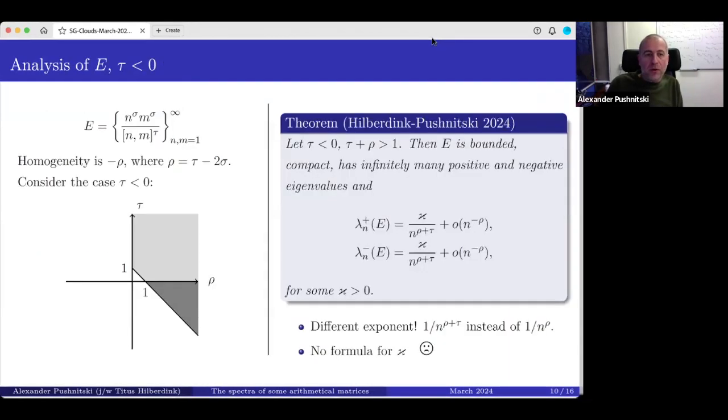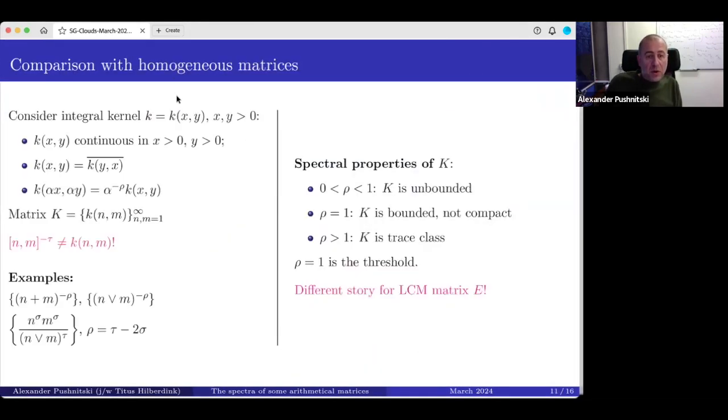As I said, these matrices have a kind of multiplicative flavor because the elements are least common multiples. I want to compare them with their additive cousins. Let's consider the following setup for comparison. Let's consider a continuous integral kernel of two variables, x and y, which is formally self-adjoint, and it's homogeneous of degree minus rho. And now let's restrict this kernel onto integers, and then we get this matrix.